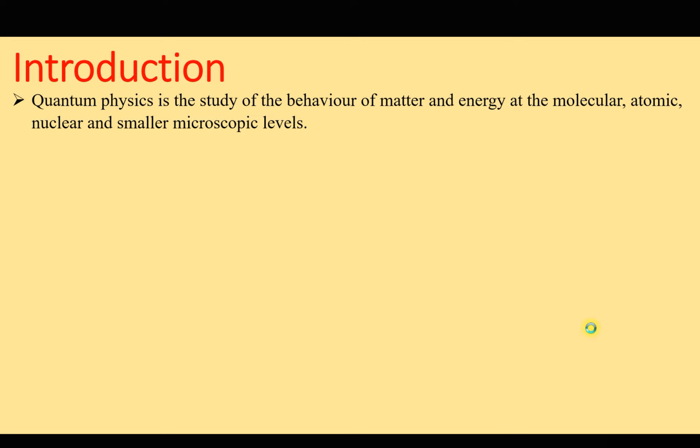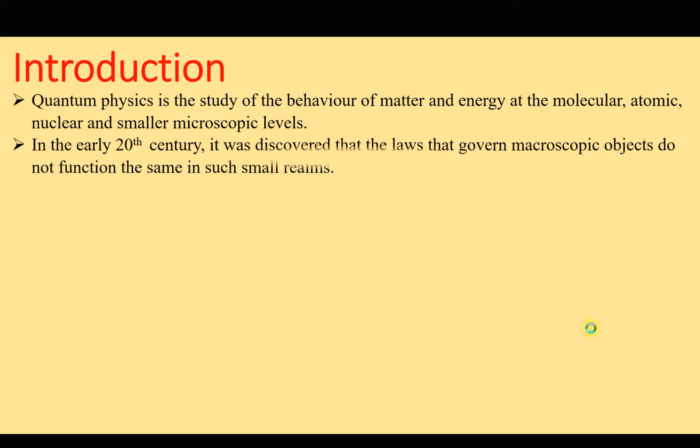Remember, we looked at matter at nuclear level in a topic called nuclear physics. So in quantum physics, we explore concepts of matter and energy at molecular, atomic, nuclear, and smaller microscopic levels. It was in the early 20th century when the laws that govern macroscopic objects were discovered not to function the same way they would in very small realms, that is, at molecular, atomic, nuclear, and smaller microscopic levels.